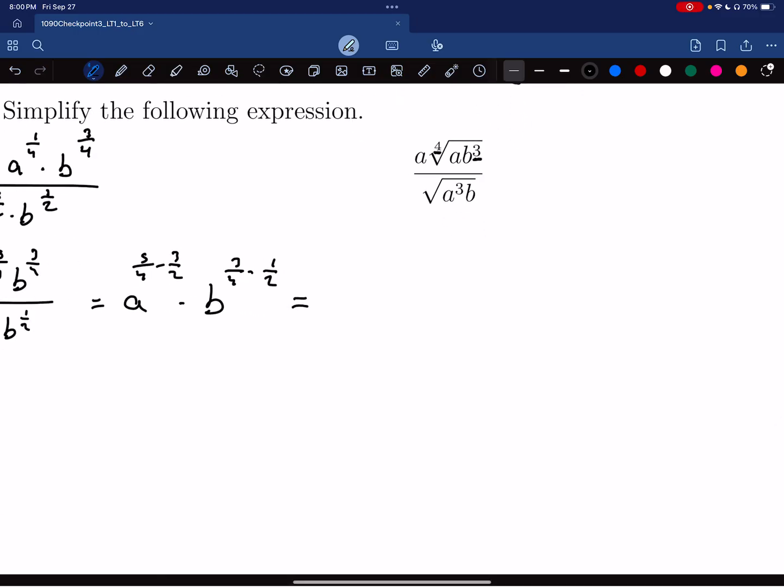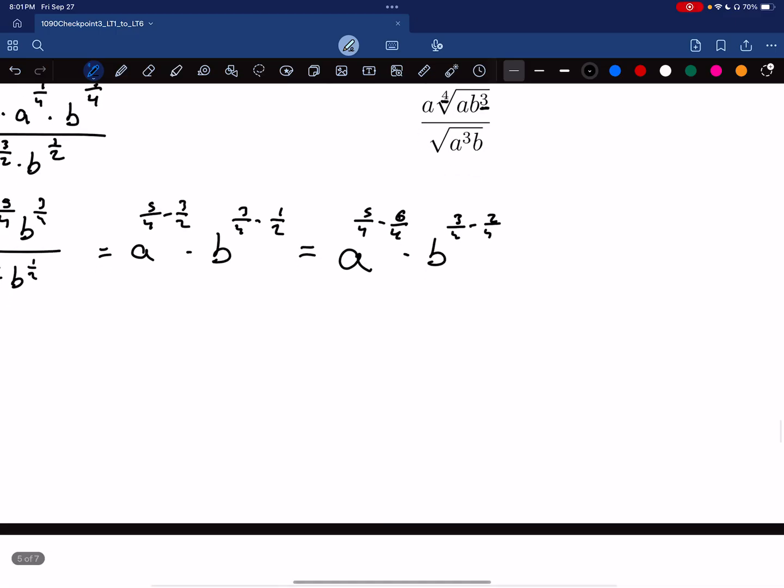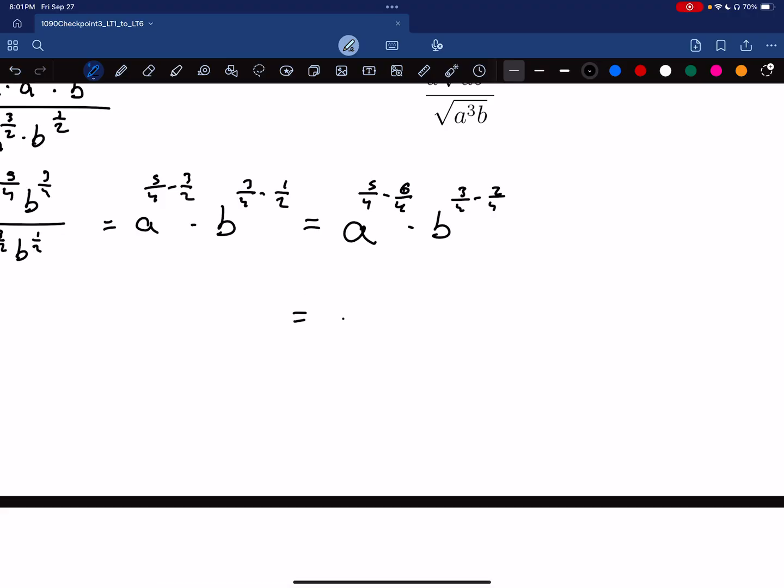To make it a little easier to do this math, let's find common denominators for both those subtractions. We'll have 5/4 minus 6/4 times b to the 3/4 minus 2/4. And then from there, we are left with a to the negative 1/4 power times b to the 1/4 power.